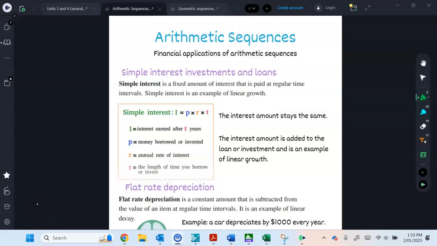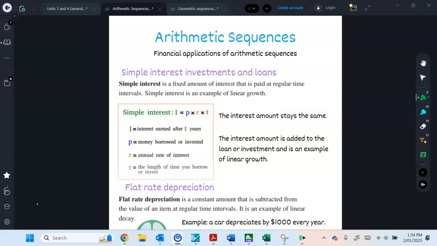Everyone, in this video we're going to look at the financial applications of both arithmetic and geometric sequences. So just a quick summary of the financial applications, first of all, of arithmetic sequences. Simple interest goes with arithmetic sequences, and you should know that compound interest is an example of a geometric sequence.